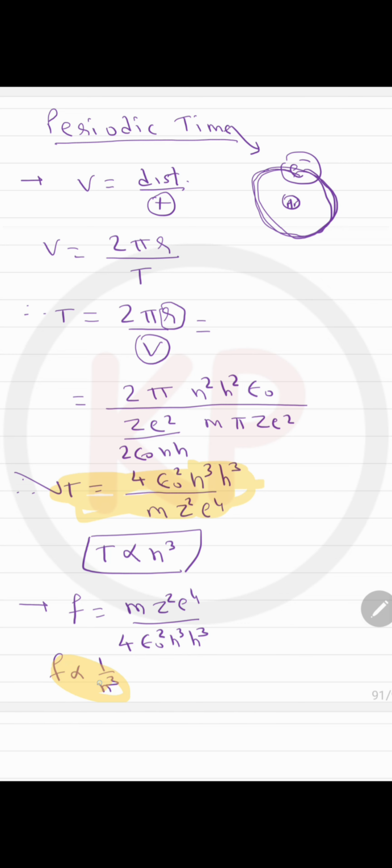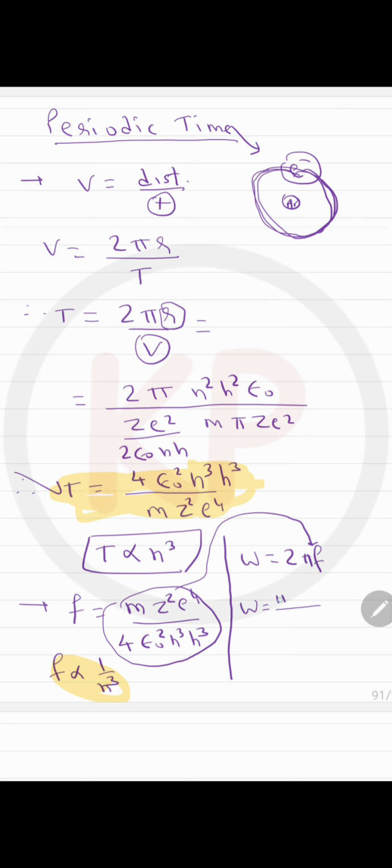This is important. And the value of angular frequency is given by omega is equal to 2 pi f. So if I multiply this equation with 2 pi, I will get angular frequency. If I put the value of frequency here, we'll get omega is equal to pi m z square e raised to 4 by 2 epsilon 0 square n cube h cube. From this we can say omega is also, like frequency, inversely proportional to n cube.